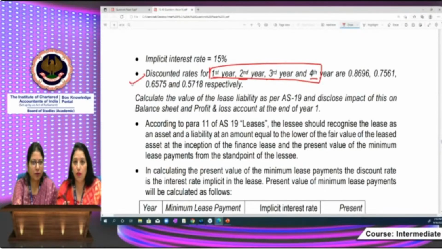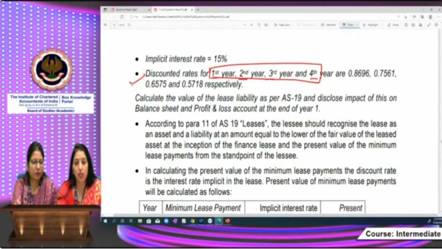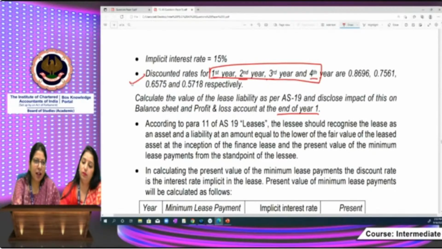Now, on the basis of the information, we have to calculate the value of the lease liability as per AS 19 and its impact on the balance sheet and statement of profit and loss. The way of presenting the answer is very important in such type of questions. So you see the pattern of answering the question and how we are providing the answer.